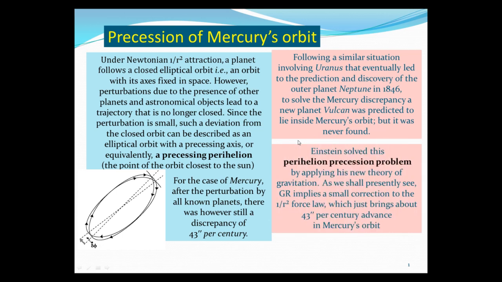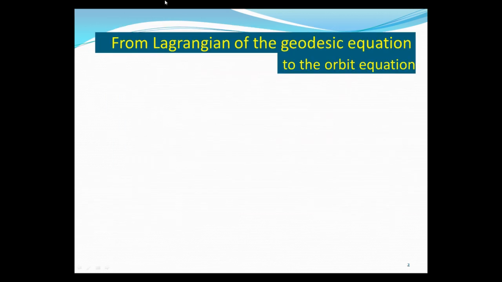And Einstein solved this perihelion precession problem by applying his new theory of gravitation, as we shall presently see. GR implies a small correction to the 1/r² force, which just brings about the 43 arcseconds per century advance in Mercury's orbit. Exactly. We talk about the geodesic equation and from it derive the orbit equations.